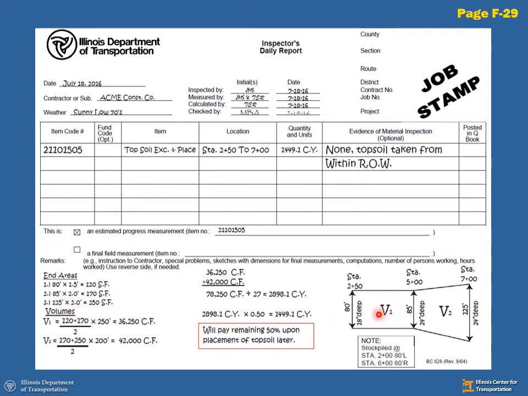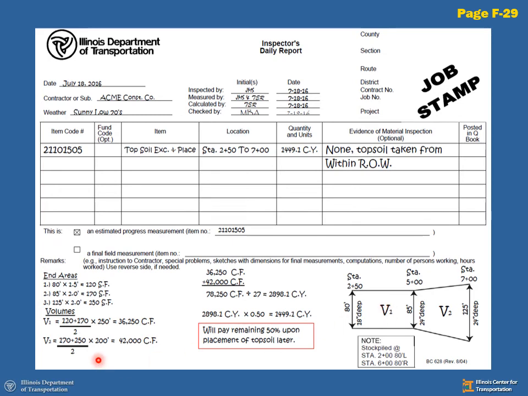To calculate volume 1, I take the average of these end areas and multiply by my distance between them. By the way, how many feet are in a station? Yes, 100. So if I have station 5+00 and I have station 2+50, the difference between those, or basically 500 minus 250, is going to equal what? 250 feet. So I have the average of end area 1 and 2 right here times 250 feet between them, and I get my cubic feet of material in volume 1.